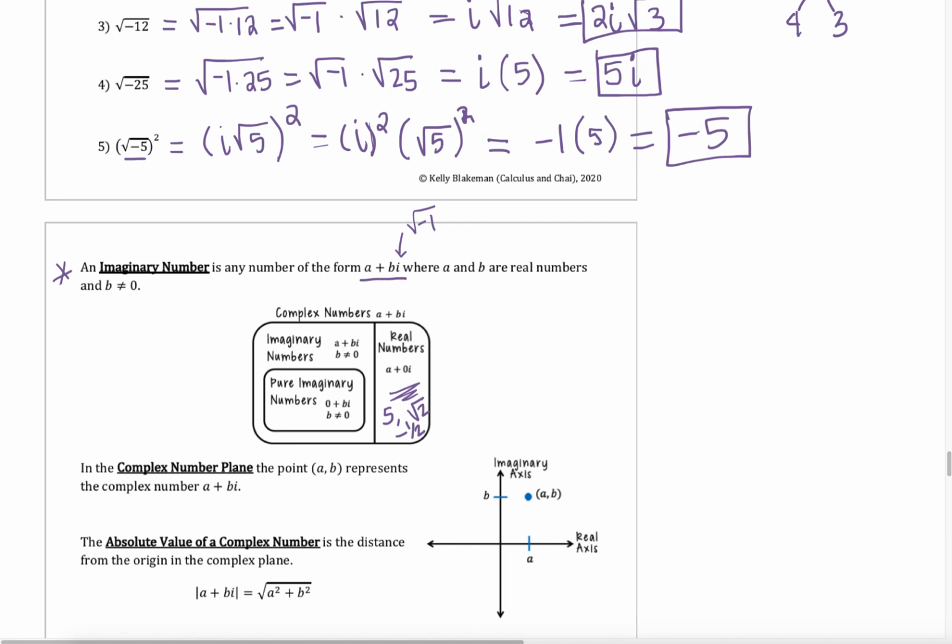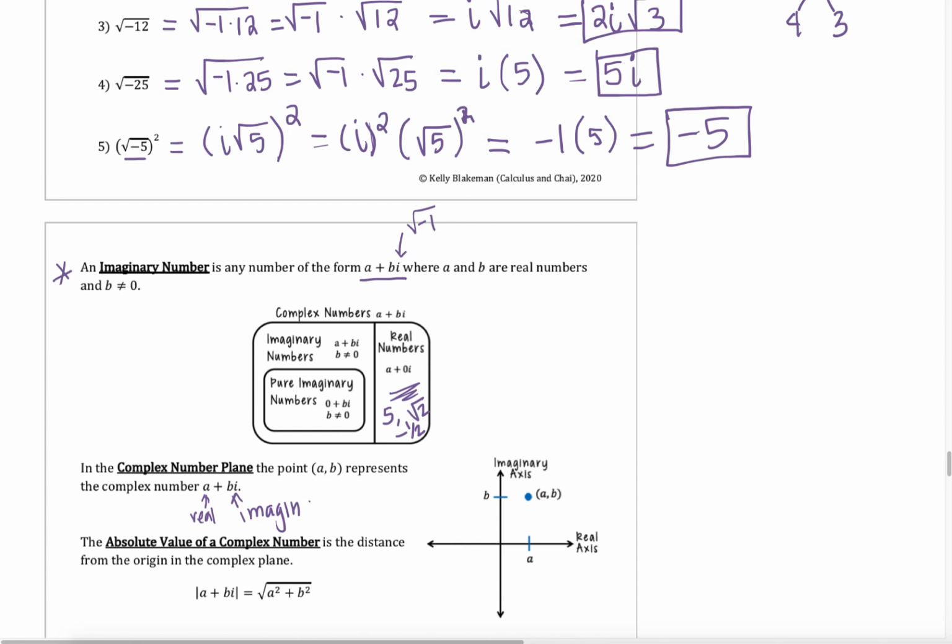Just like real numbers, we can graph coordinate pairs of real numbers, we can actually graph imaginary numbers as well. And so we have what we call the complex number plane, and in that complex number plane, the point a comma b represents the complex number a plus bi, where again a is that real component and bi is our imaginary component.